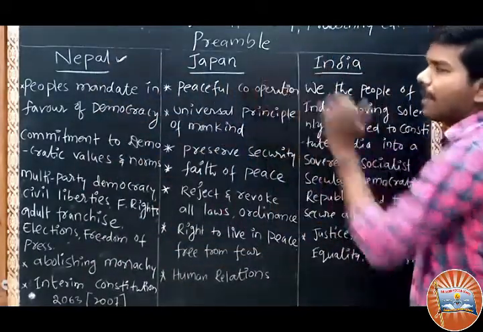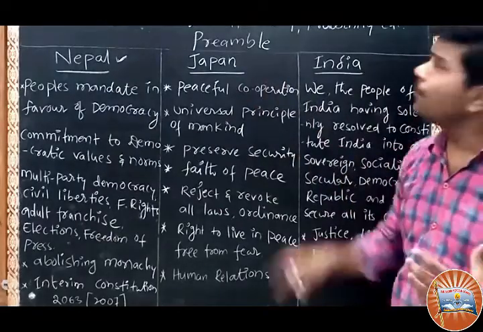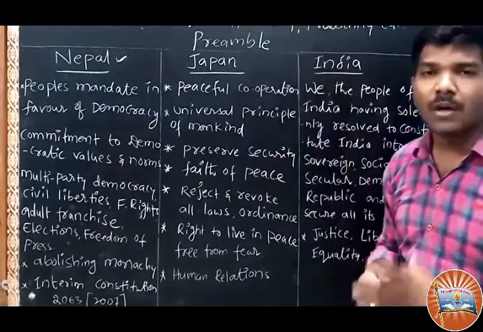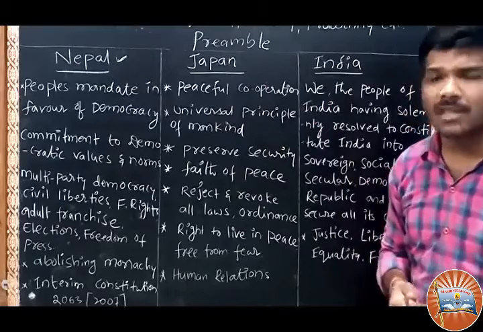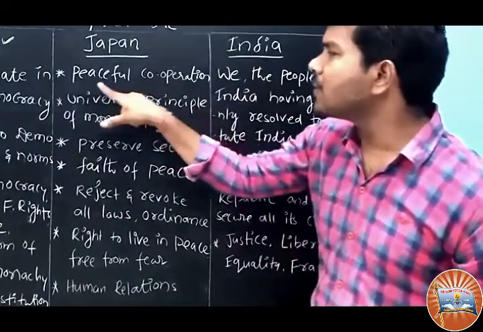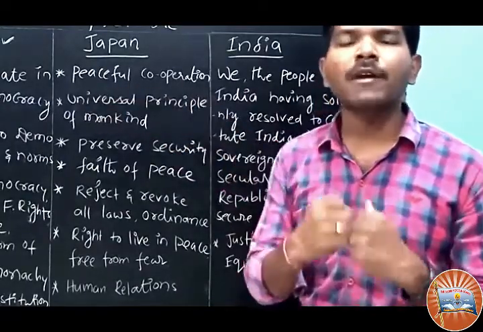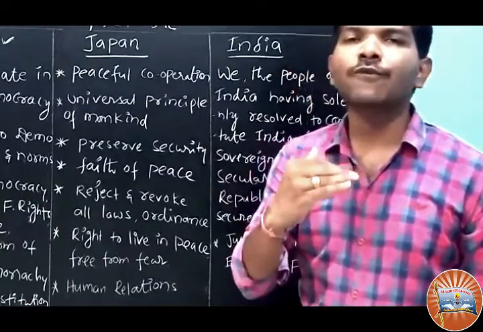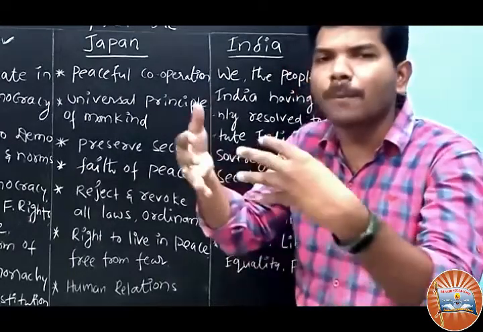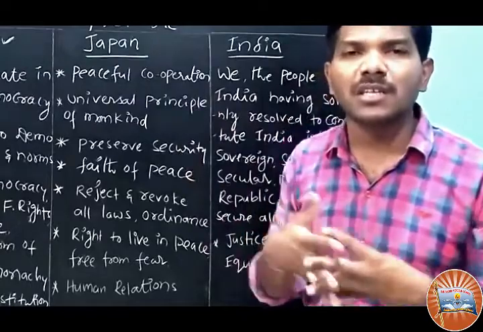Let us see Japan. What are the faith and aspirations of the Japan people? First, peaceful cooperation. The people of Japan want peaceful cooperation with other countries, with others.